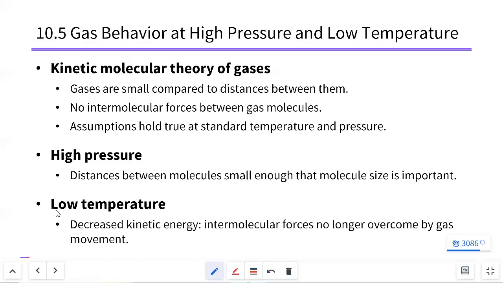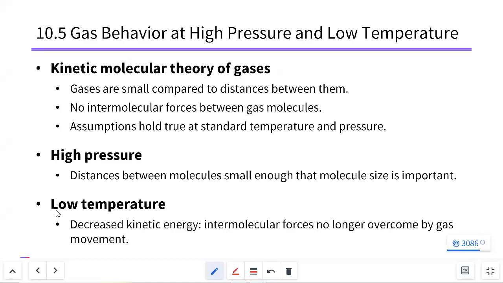Well, for almost every scenario, this holds true. And certainly if we are at normal conditions, not even necessarily STP, but just normal atmospheric and normal temperature conditions, this works out really well. We can use the ideal gas law, we can use the combined gas law, everything works out really nicely. But there are two sets of conditions where it doesn't work out so nicely.